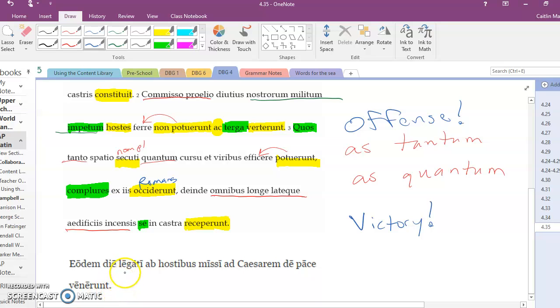The last sentence, I don't know if it's on your page. This is the first sentence of 4.36, but it's included on the AP syllabus here with Book 5. Eodem die, look, it's a time word in the ablative case. So on eodem die, legati ab hostibus misi, participial phrase describing those legati, right, having been misied ab hostibus, ad Caesarem de pace, and our verb is venerunt, okay? That makes sense.